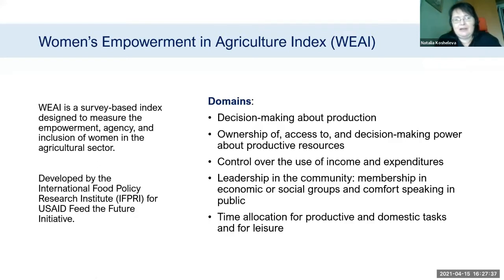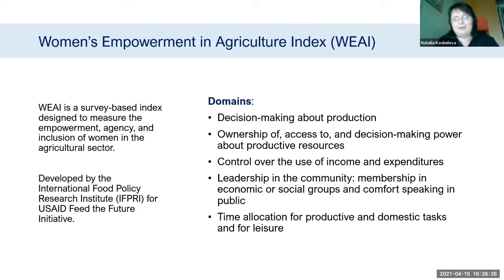And in its original version, it's a survey-based index designed to measure certain domains of empowerment, which are effectively who makes decisions about production in a rural agricultural household, who makes decisions about the property and the productive assets they have, who controls the use of income and makes decisions about expenditure. Another domain is leadership in the community, where the index is looking at membership in economic and social groups and the comfort women have speaking in public. And the fifth domain is time allocation for production, for different tasks and for leisure.